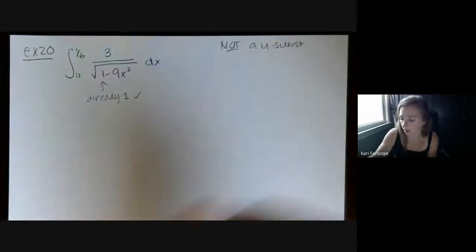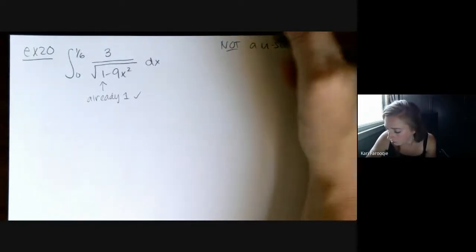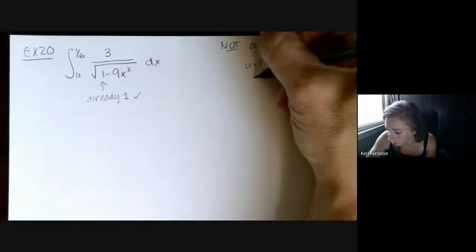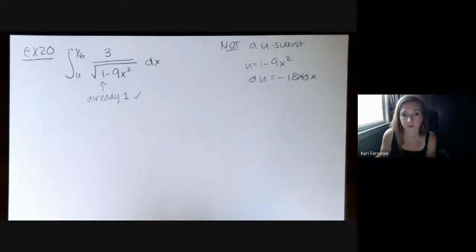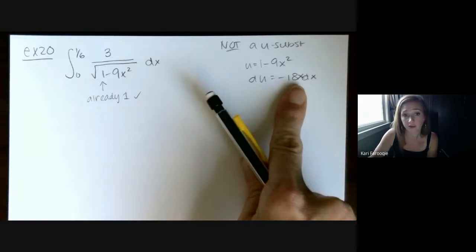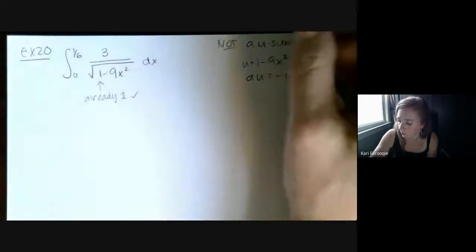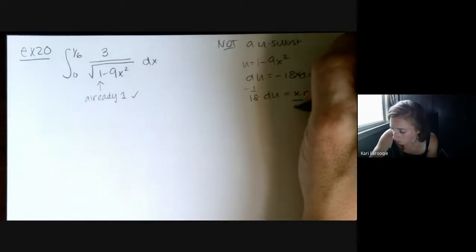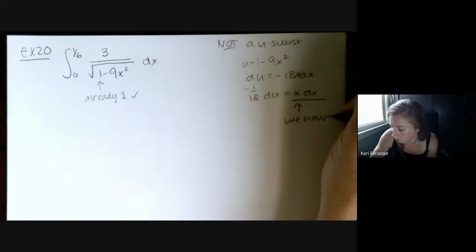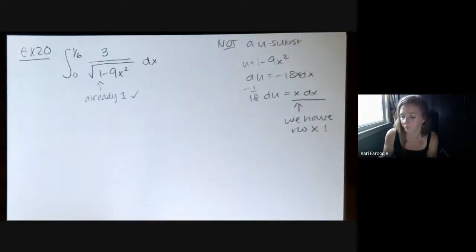not directly anyway, not your basic u substitution, because we'd be taking u as 1 minus 9x squared, and then you'd get du is negative 18x dx. Well, there's no x in your numerator. So that would be the problem. You'd have negative 1/18 du is x dx. Well, we have no x. So that's how you know that this is not a standard u substitution problem. We can't just create it out of thin air. We don't have it.